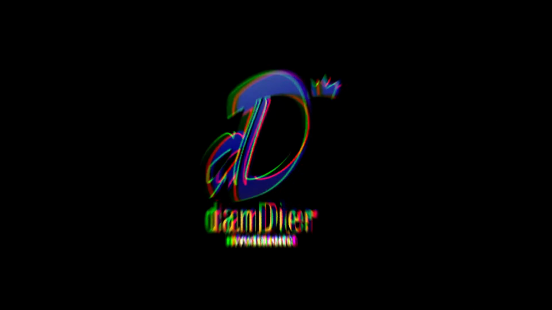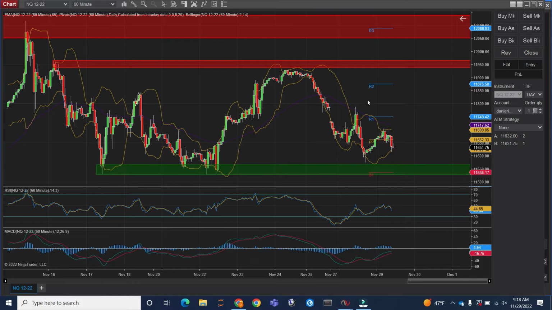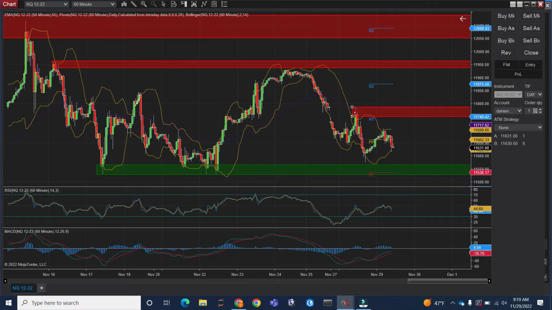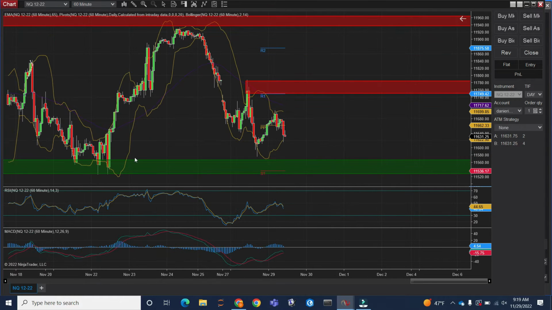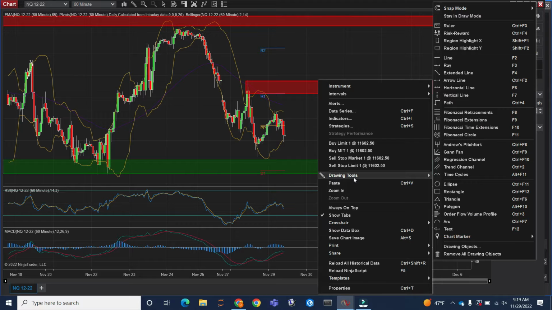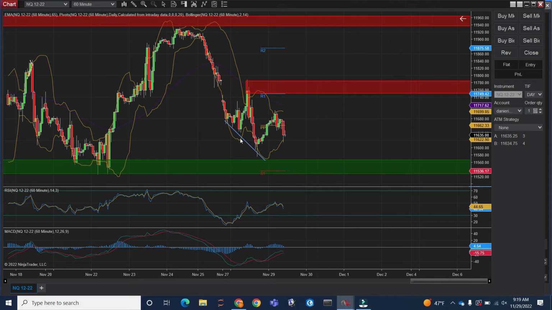Welcome to the live trading, danDier Investments. So in our 60-minute time frame, figuring out exactly what the market has been doing over the weekend. We see a gap here and also another supply level. So what we're looking for is price to come down. We got some downward movement making lower lows.